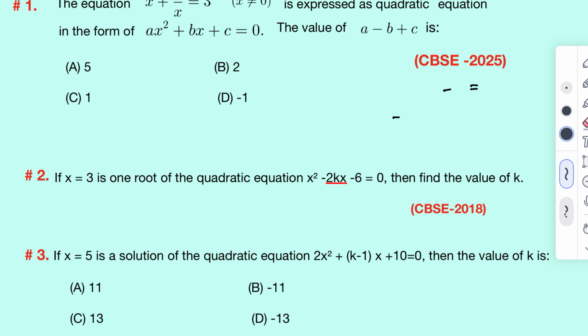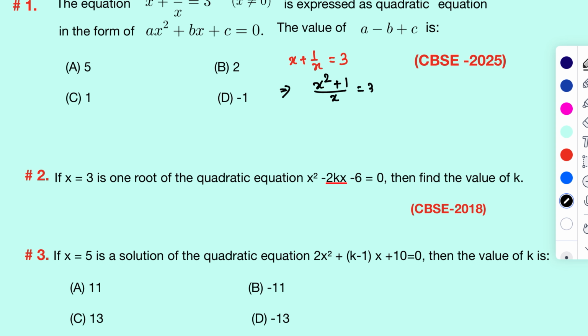First question is, it is given that x plus 1 by x is equal to 3. If x plus 1 by x is equal to 3, we can simplify this as taking x as LCM, we will get x square plus 1 by x is equal to 3. Or we can write this as x square plus 1 is equal to 3x, or x square minus 3x plus 1 is equal to 0.